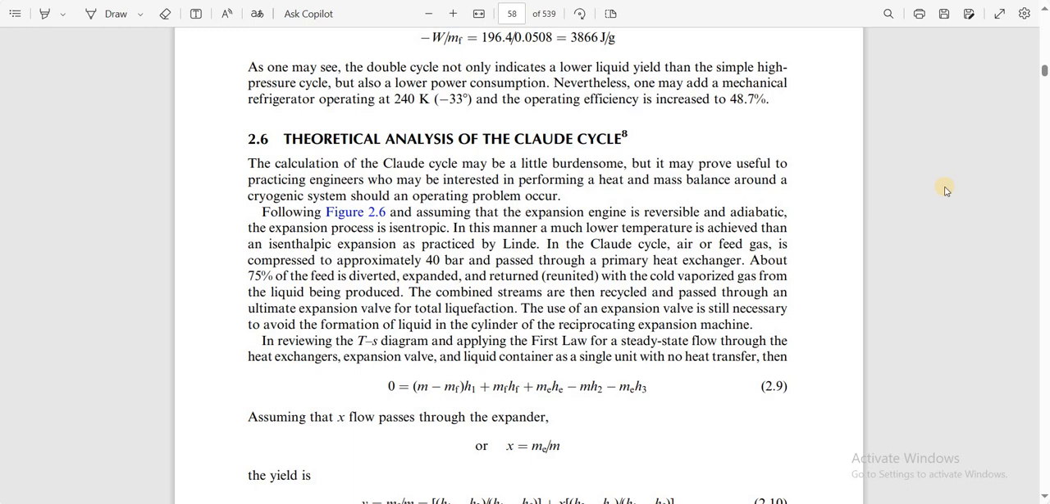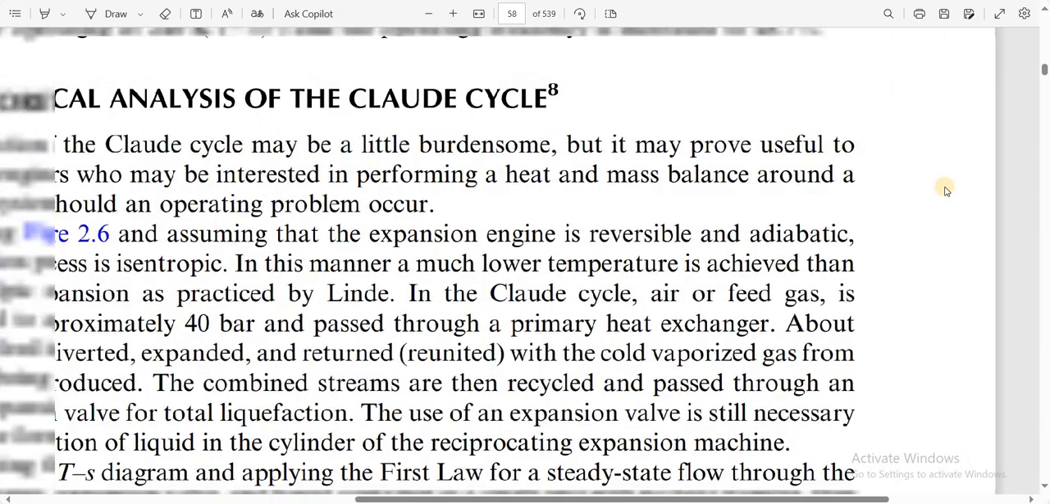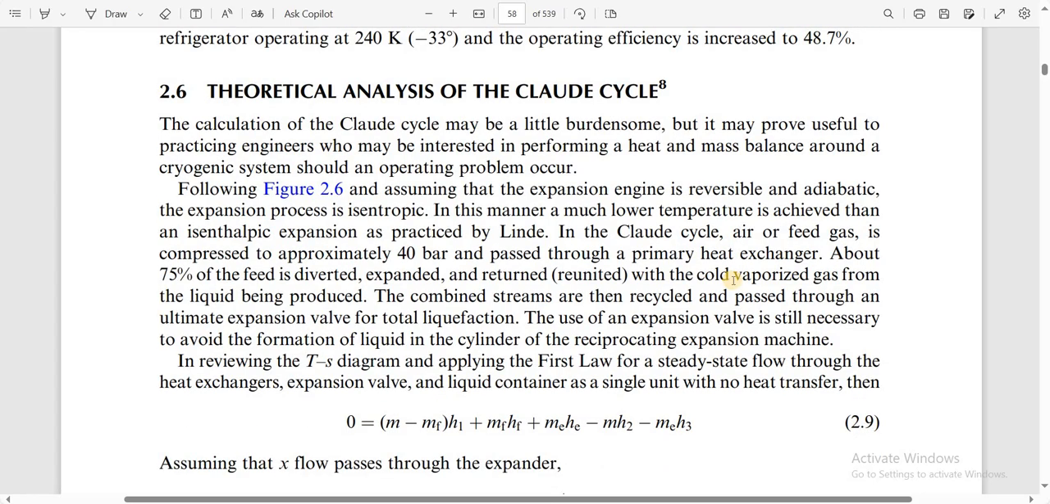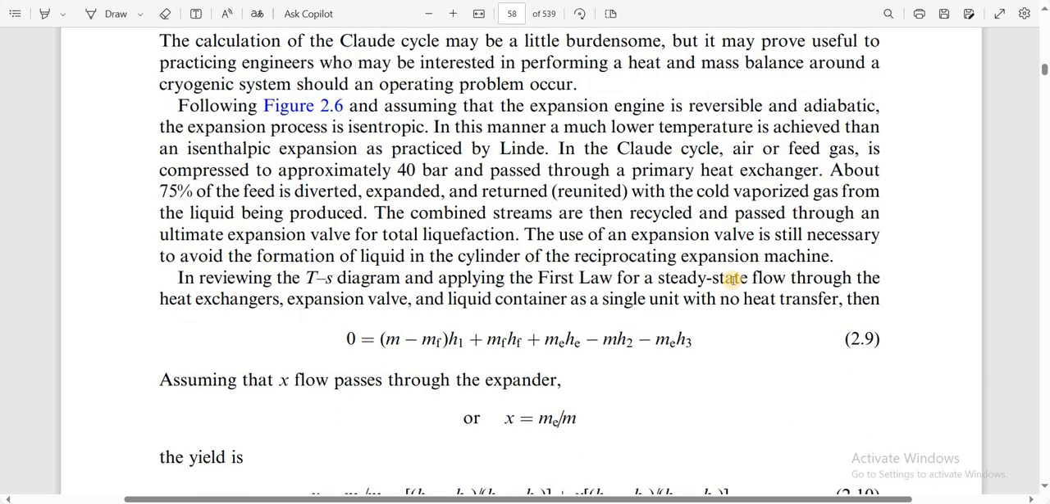So today we'll be learning about theoretical analysis of the Claude cycle. The calculation of the Claude cycle may be a little burdensome, but it may prove useful to a practicing engineer who may be interested in performing a heat and mass balance around cryogenic systems should an operating problem occur. Following 2.6 and assuming that the expansion engine is reversible and adiabatic, the expansion process is isentropic.